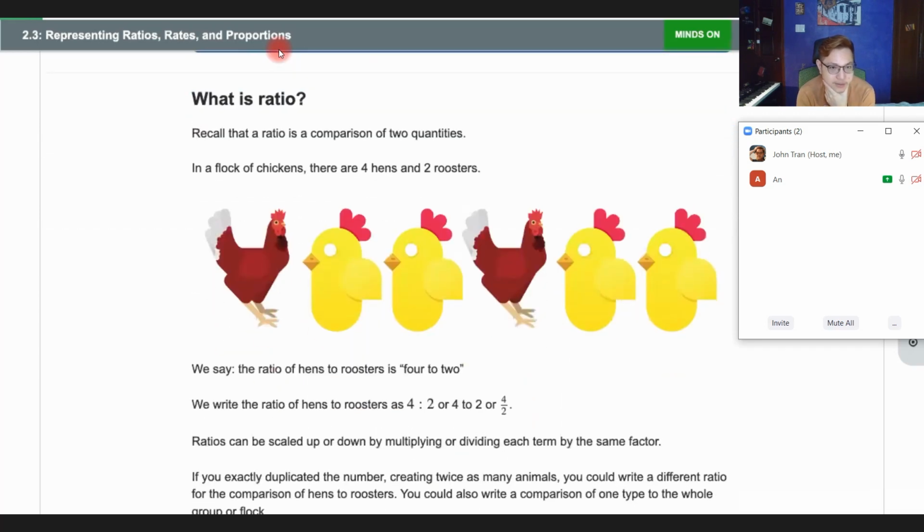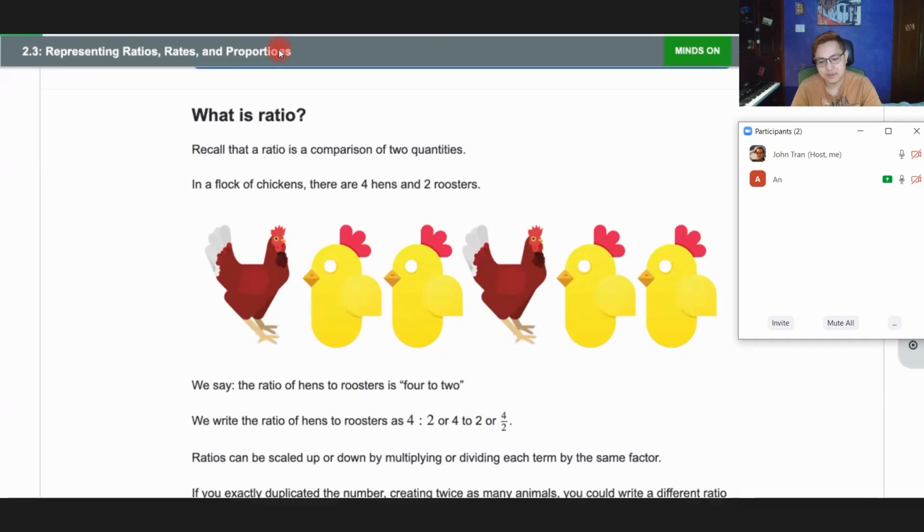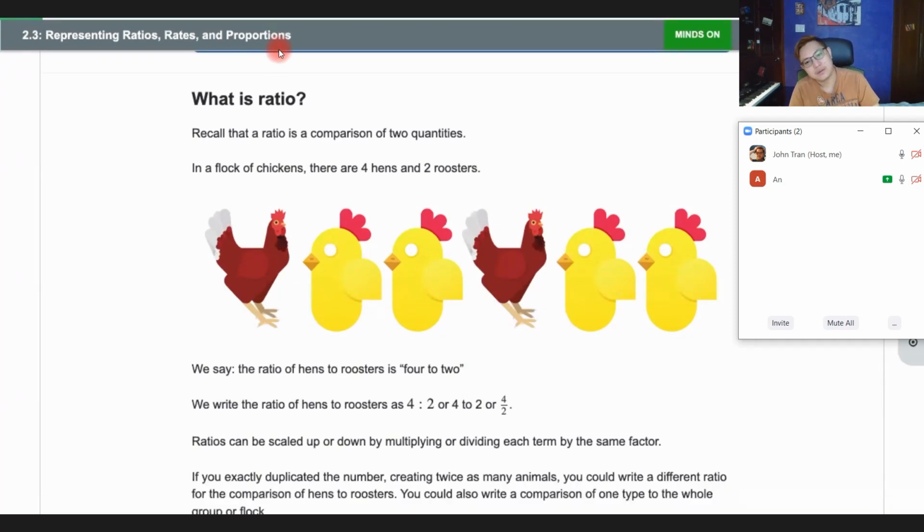A ratio is a comparison of two quantities. Hen to rooster. It's a bit laggy. Of course, always a bit laggy. Don't worry about it. The net has always been like that. We write the ratio of hen to rooster as 4/2.